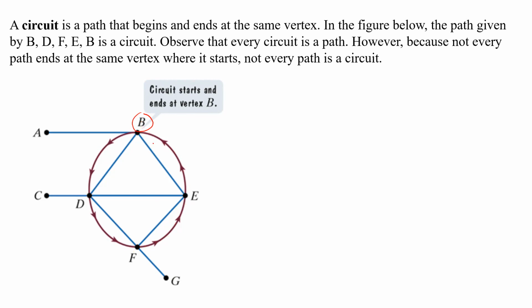Now, notice every circuit is a path because we're going all around the whole thing and we're not crossing any edge twice. And so that's true. But not every path ends and begins at the same vertex. So not every path is a circuit, because if we started at, say, A and ended at G, we could make a path. We could go A to B, B to D, D to F, and F to G, and that would be a path. But it's not a circuit because we didn't end up back at A. Okay, so that's kind of the key. Not every path is a circuit.